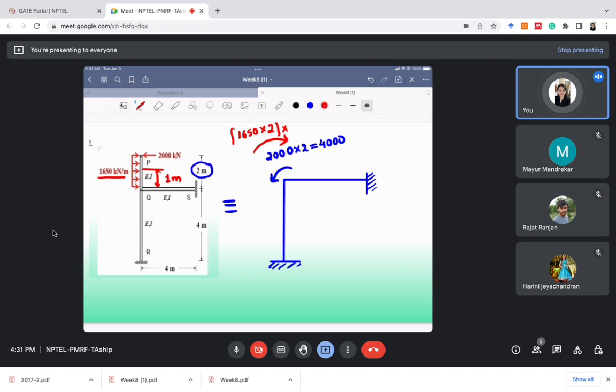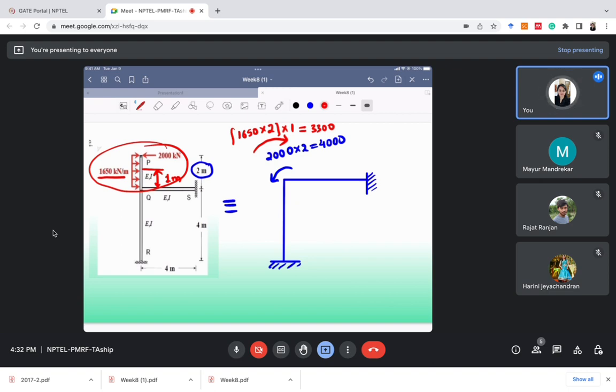Okay, so this 1650 loading is causing the rotation in clockwise direction. And what would be the magnitude of this moment? The magnitude of this moment will be force into distance. So this distance will be the distance between the CG of this loading and that point, which is 1 meter. So solving it, we get around 3300 kilonewton meter.